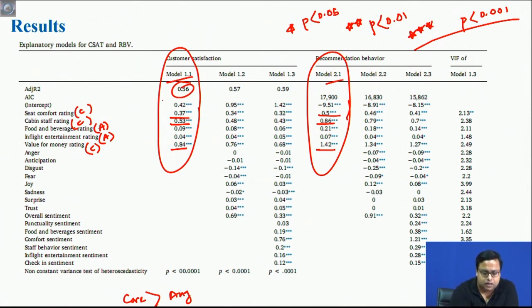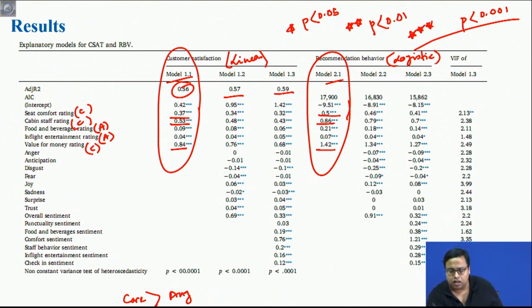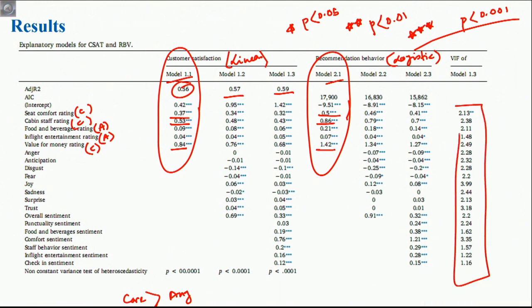So, as we included the other attributes, slowly the adjusted R square went up. In this particular case this is linear regression because it is a 1 to 10 point scale, and this is logistic regression because recommendation behavior is 1 or 0. All the VIFs of my model are less than 4, so there is no multicollinearity. That is also taken care of.